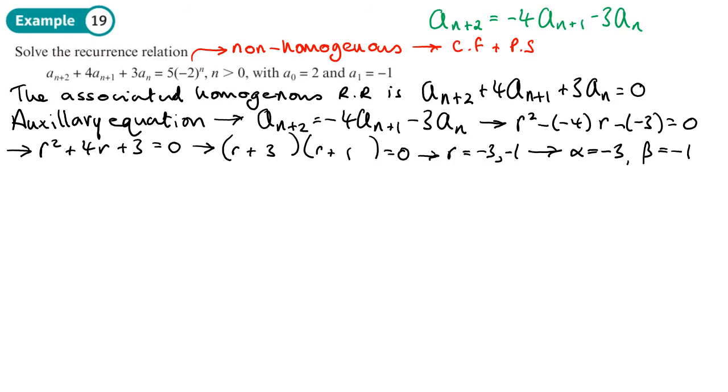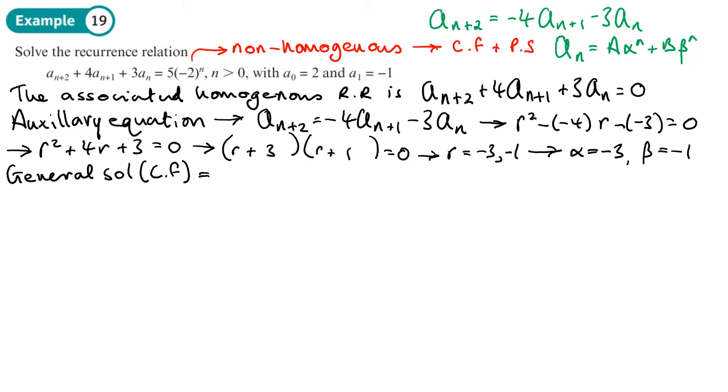Since I have two real roots, the general solution, if I've got two real roots, in this case a_n equals A times alpha to the power n plus B times beta to the power n. So this will be our general solution, which is actually our complementary function. It's the general solution to the associated homogeneous recurrence relation, so it's the complementary function of the non-homogeneous recurrence relation.